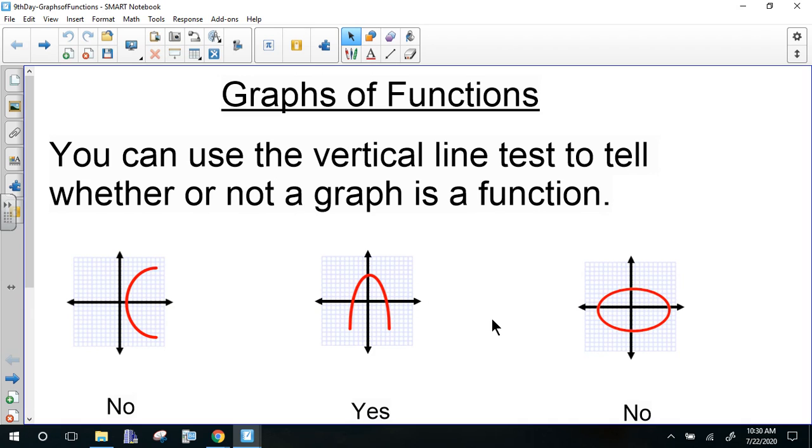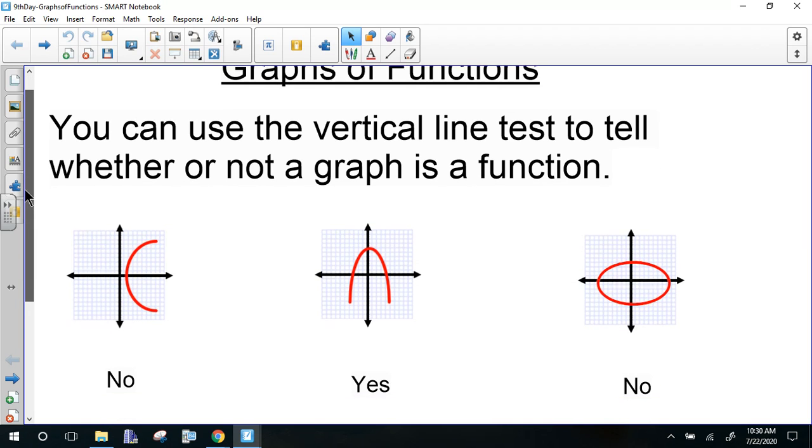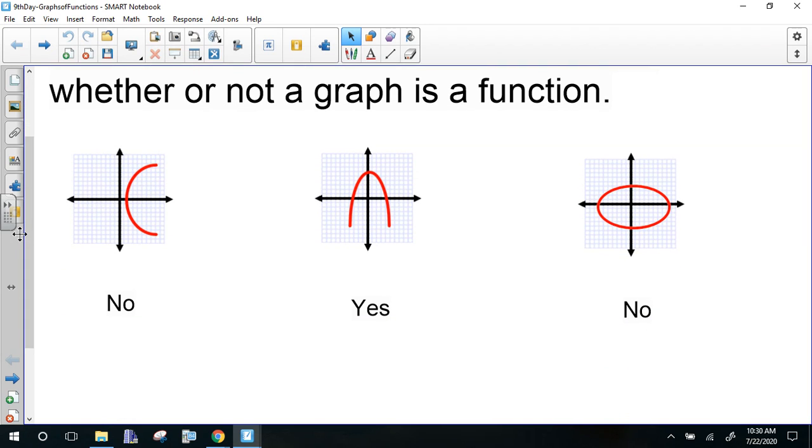You probably have used the vertical line test in some math class to determine whether or not a graph is a function. It's very simple. You use your pencil or ruler, hold it vertically, and if it goes through that graph at more than one point, it's not a function.